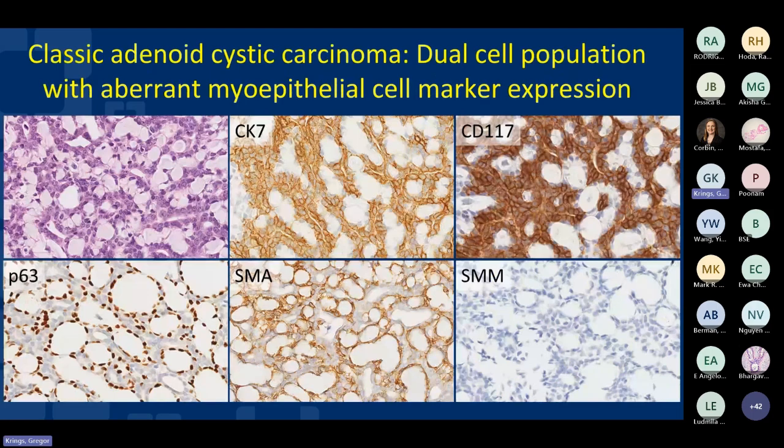So here's a classic adenoid cystic carcinoma showing that typical immunophenotype. Along the top, we see the epithelial cells lining the true spaces positive for CK7 and CD117, whereas along the bottom, the pseudoluminal spaces lined by P63 positive and SMA positive myoepithelial cells. In this particular case, the tumor has lost expression of SMMHC.